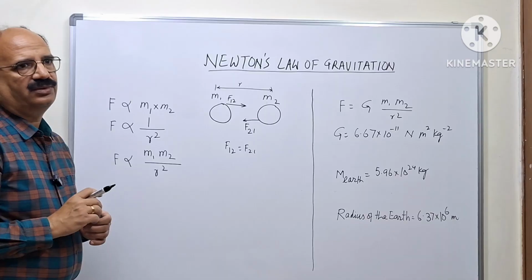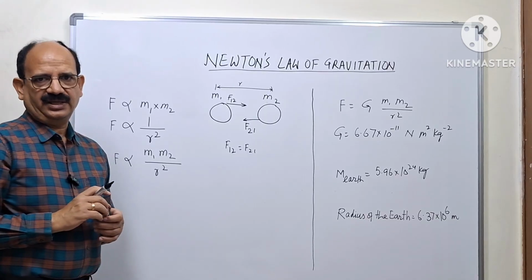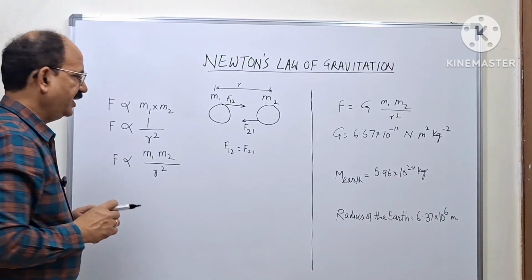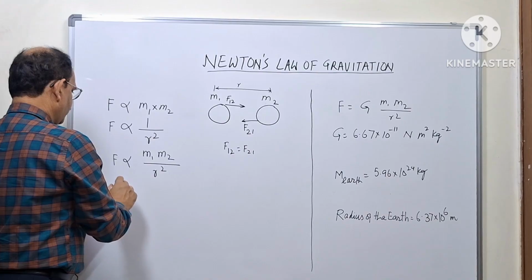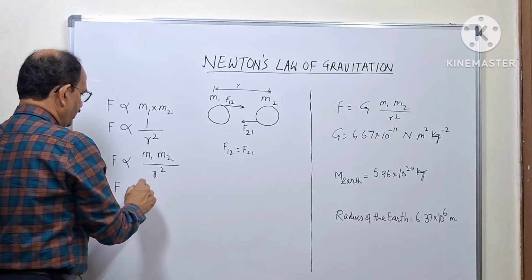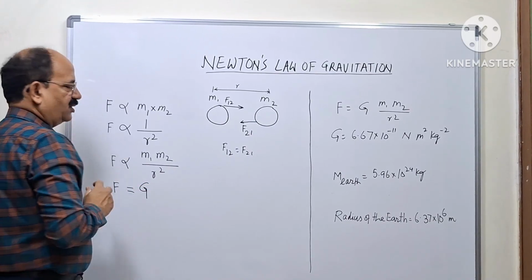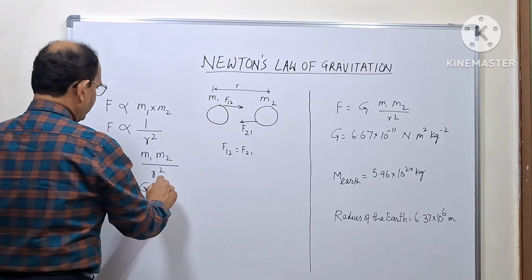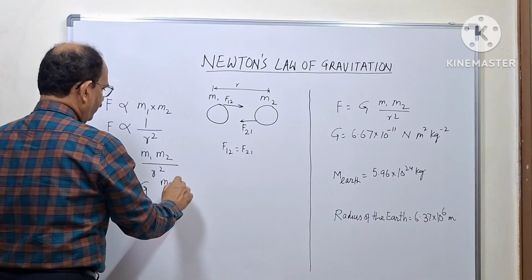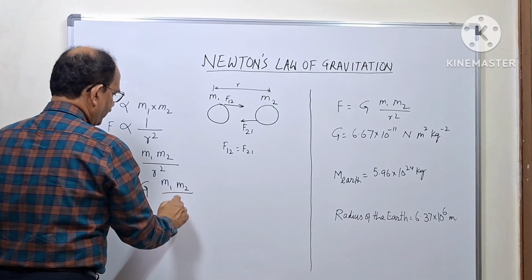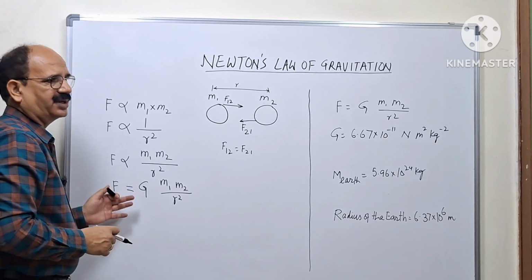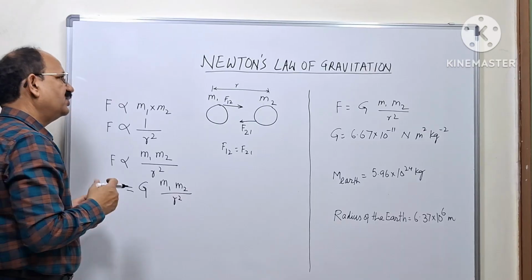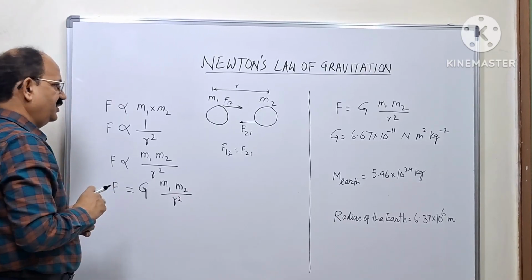Now we also know that any proportionality can be converted into equality with a constant. So the force of gravitation F will be equal to a constant G into m1 into m2 divided by r square. This G is the gravitation constant, and it is the universal gravitation constant.